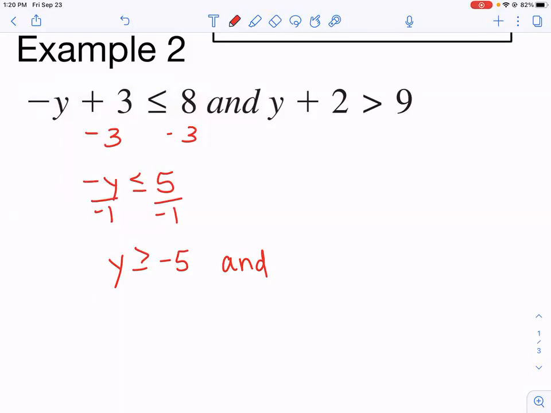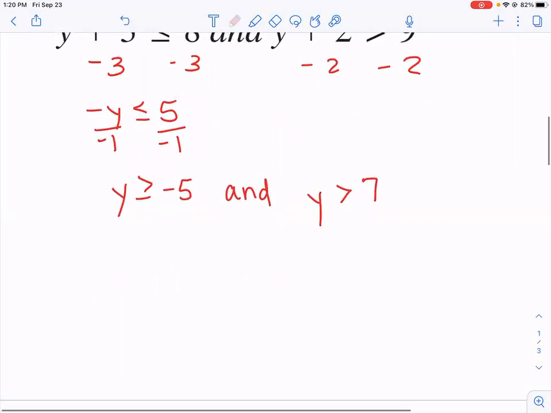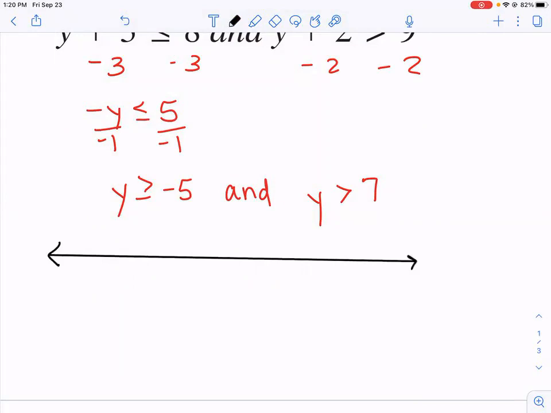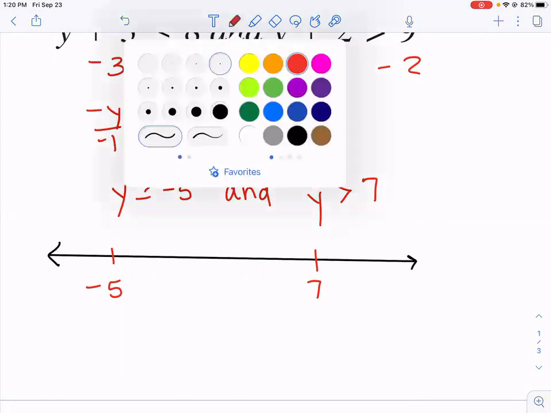Okay, Sophia, what do we do in this second one? We are going to subtract 2 from each side to get y is greater than 7. Okay, Sophia's freaking out that she got it wrong again with her graph. You did it. Okay.